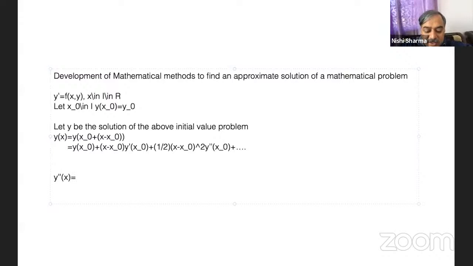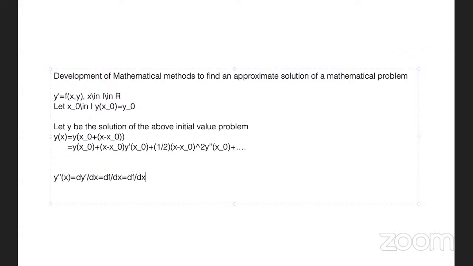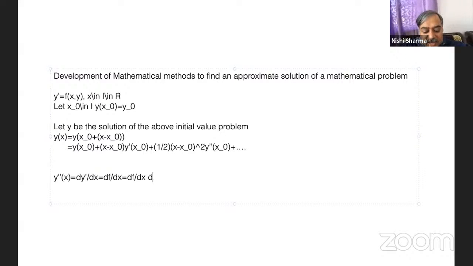So this is nothing but d y prime by dx. Am I right? That is equal to df by dx, and f is a function of x and y, so we will use the chain rule. So by chain rule, df by dx into dx by dx plus df by dy into dy by dx, and dy by dx is equal to f. If I write in suffix form, because f is a function of x and y, it will be a partial derivative. Rather than d, I should write the partial derivative symbol.